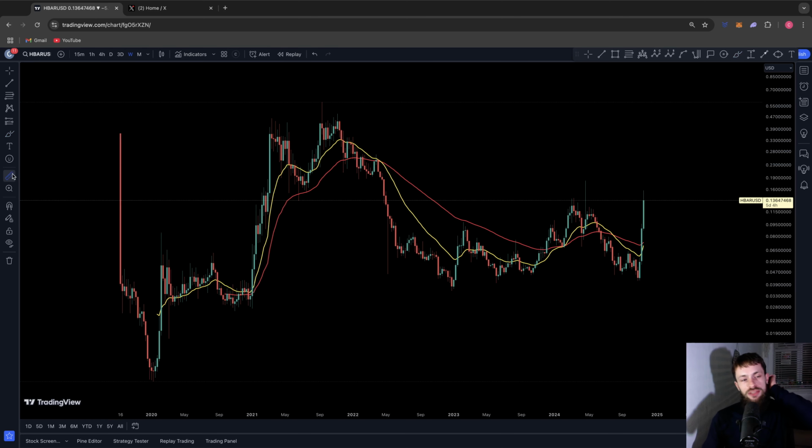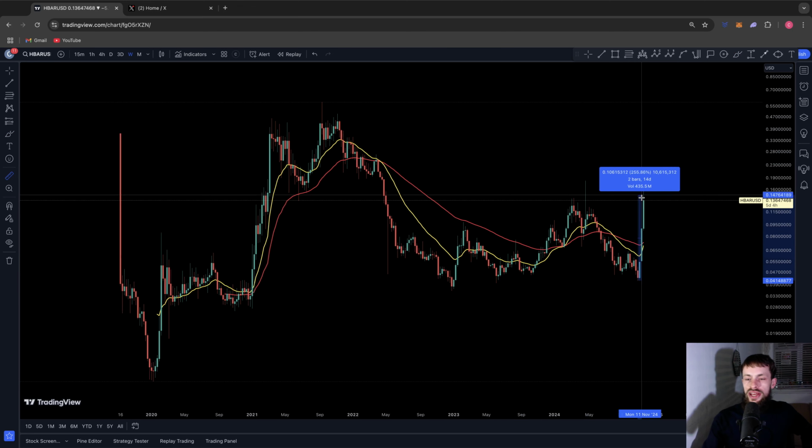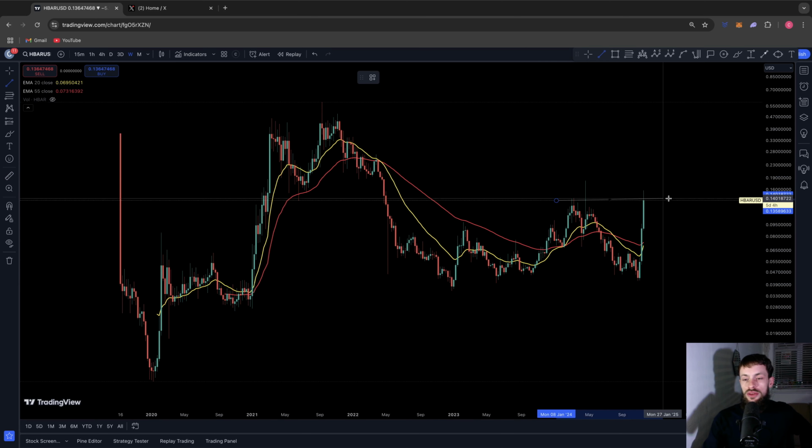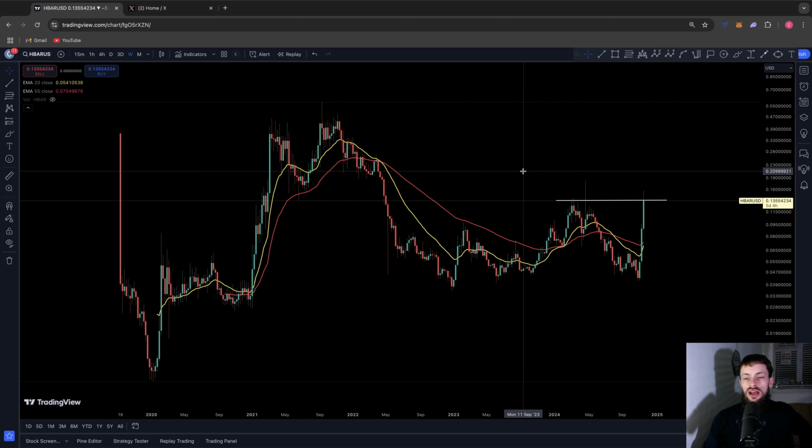So analyzing HBAR here on its weekly time frame, you can see since the early doors of November, it has had a really nice pump of around 230% and is currently sitting at its previous resistance levels that it was at back in, if I just brighten that up a little bit, it might be wise, wouldn't it? The previous resistance levels back in March of this year.